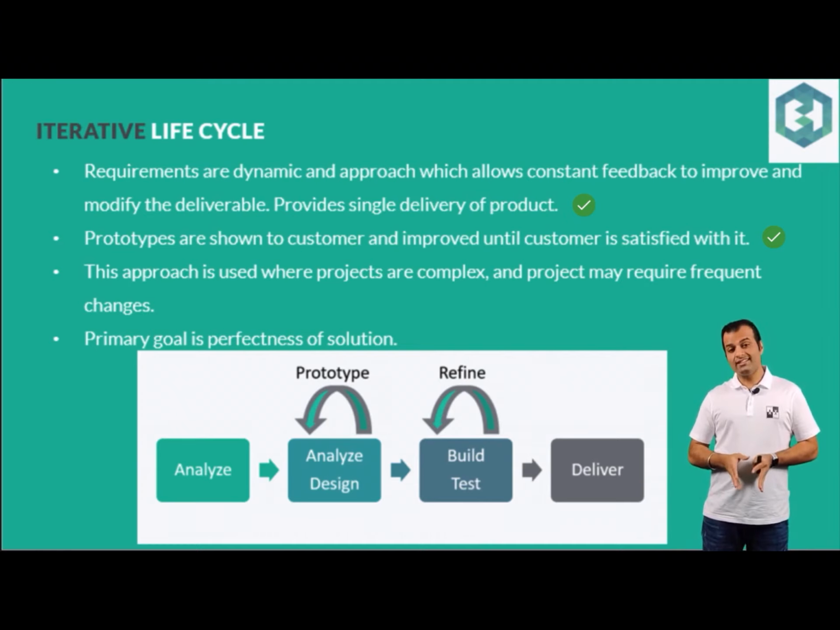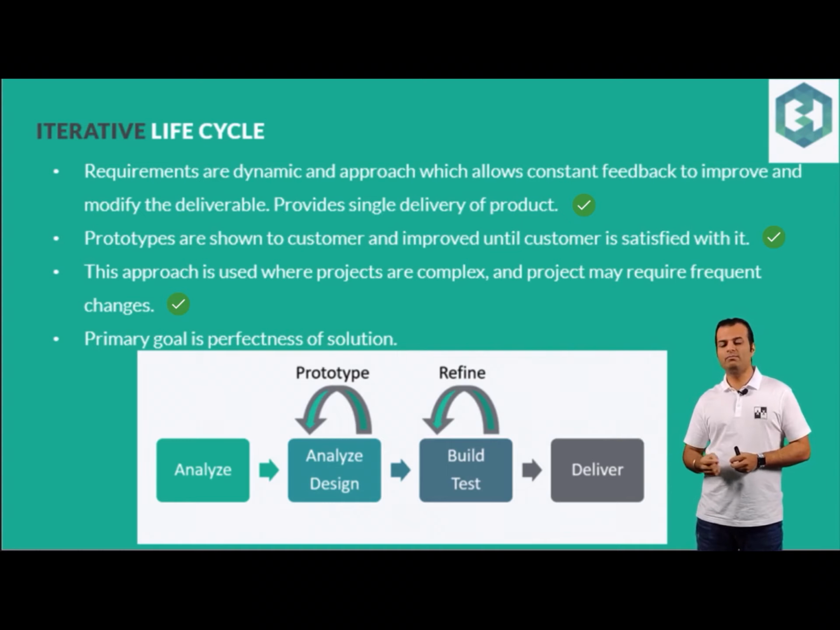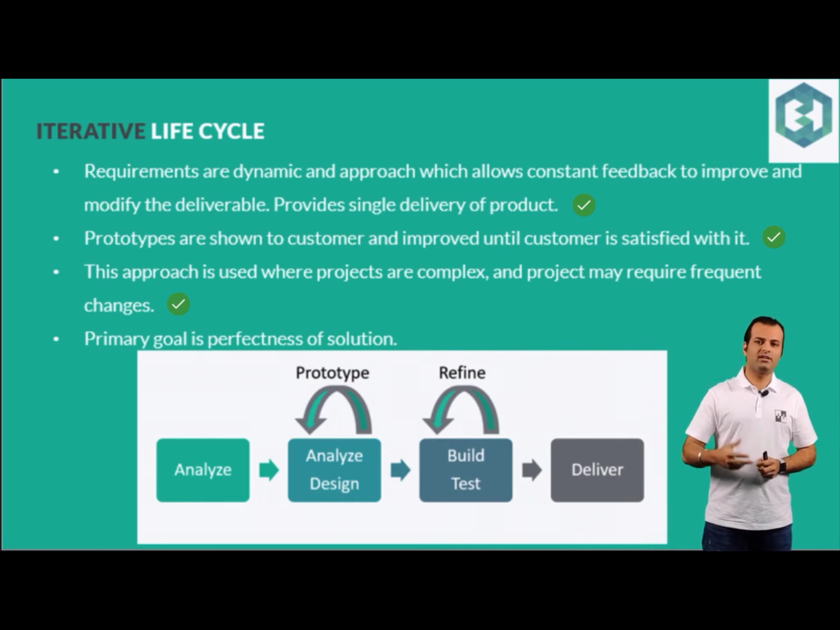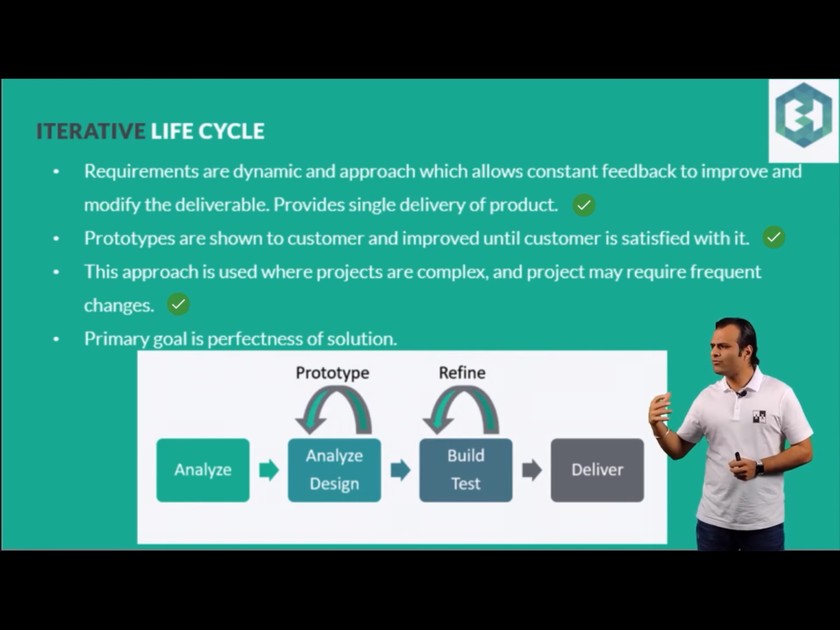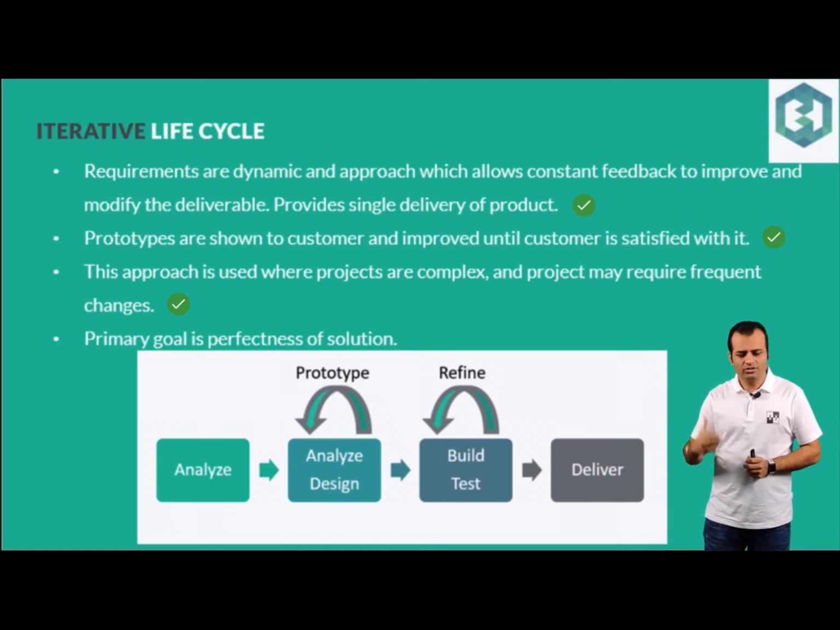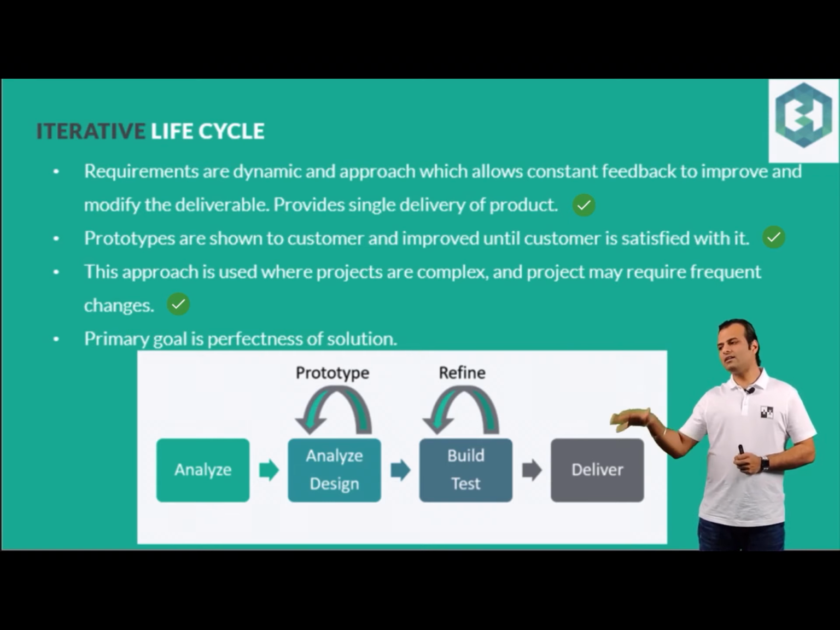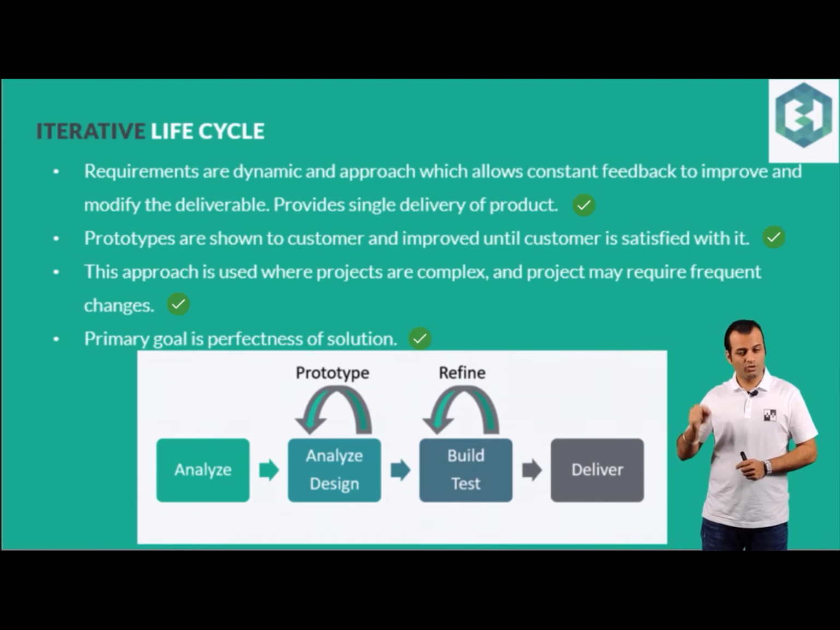You use this particular iterative approach where projects are complex and you require a lot of changes. Like for instance, let's say it's a combination of 10 builders. One of the builders said, I want red color. Another one says, no, I want light blue color of wall. So you will keep on trying it until all of the builders come to an agreement that yes, this is it. So the primary focus of your iterative is perfection. So keep on doing that until it is perfect.